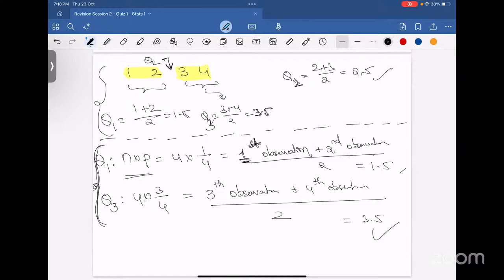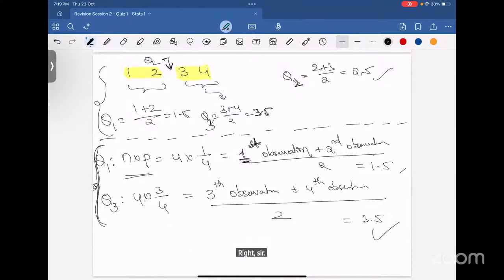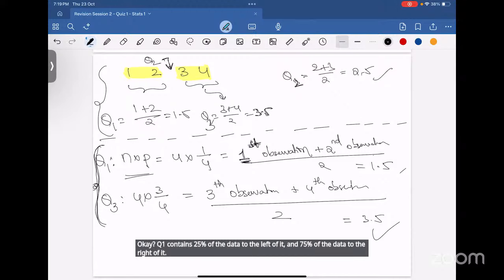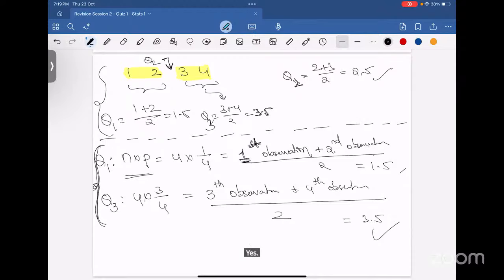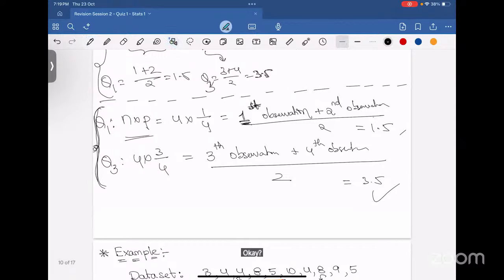Could you please emphasize this point once again? Q2 contains 50% of the data to the left of it and 50% of the data to the right of it. Q1 contains 25% of the data to the left of it and 75% of the data to the right of it. Q3 contains 25% of the data to the right of it and 75% of the data to the left of it. So one small diagram will clear this.